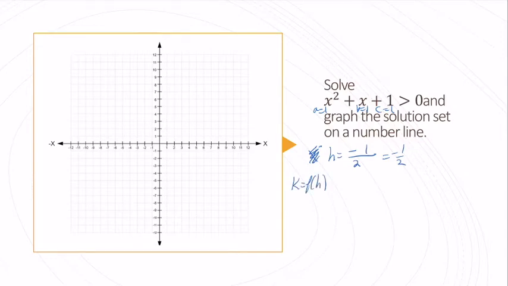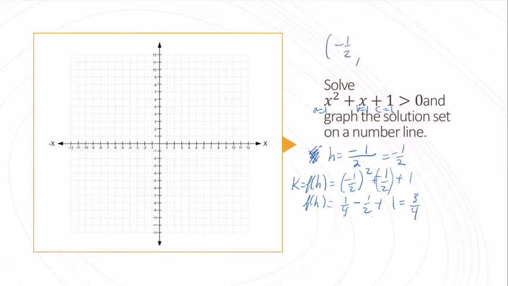That means my k, which is f of h, equals negative 1/2 squared plus negative 1/2 plus 1. So f of h equals a positive 1/4 minus 1/2 plus 1. 1/4 minus 1/2 is negative 1/4 plus 1 is a positive 3/4. So my vertex is when x is negative 1/2, y is 3/4, which is right around here.